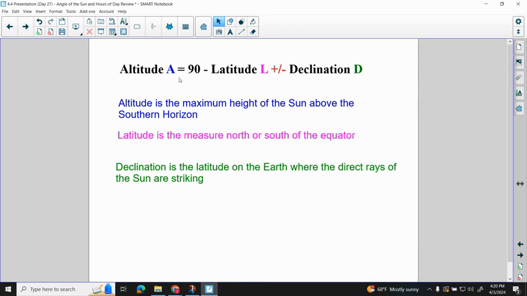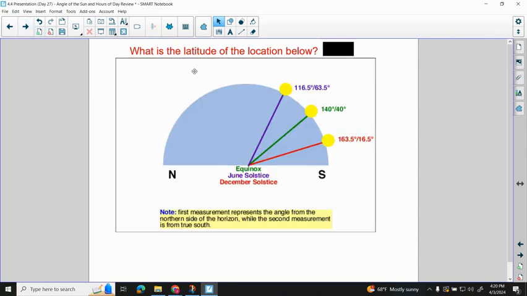Coming over here, again, using this formula, 90 minus latitude plus or minus declination is going to give us our angle of the sun. So, kind of showing that here, there's a challenge question. What is the latitude of the location below? And you're given the angle of the sun at different times. What I would do is focus on the equinox. On the equinox, the angle of the sun is 140 degrees measured from north, but measured from the south, it's 40 degrees.